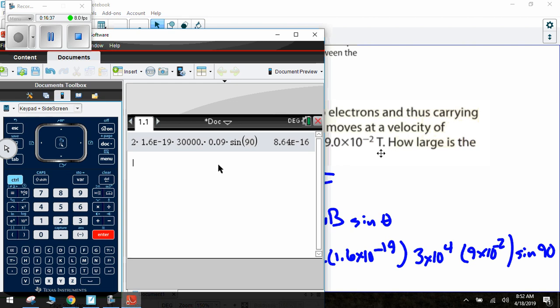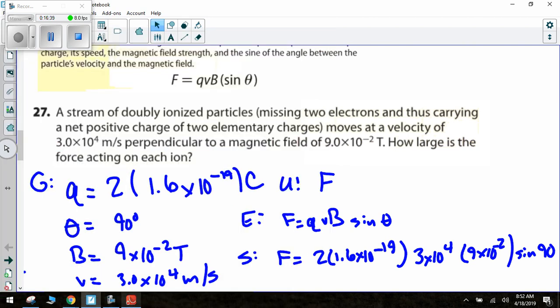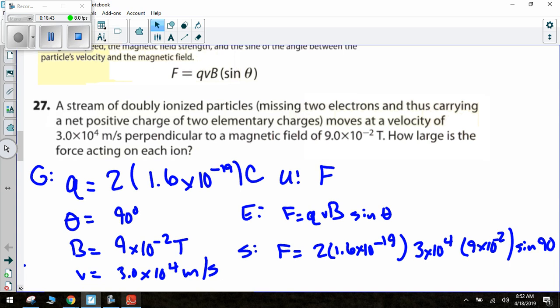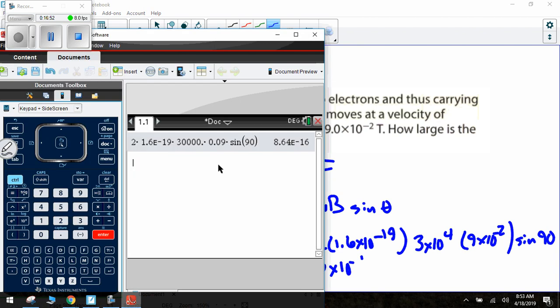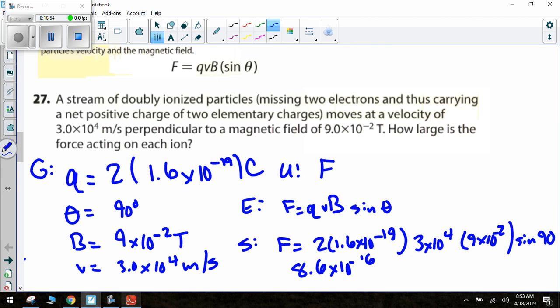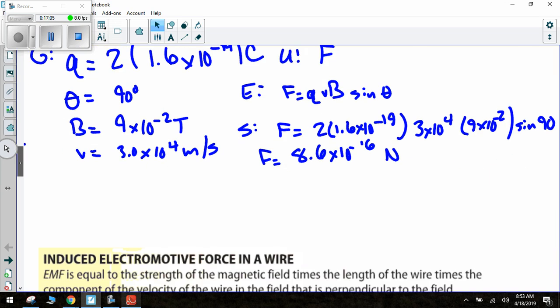Enter. We had 8.64 times 10 to the negative 16th. How many sig figs? 2. That's going to round to 8.6 times 10 to the negative, I said 14, right? Oh, 16 newtons. A very, very tiny force. All right, we'll move on.